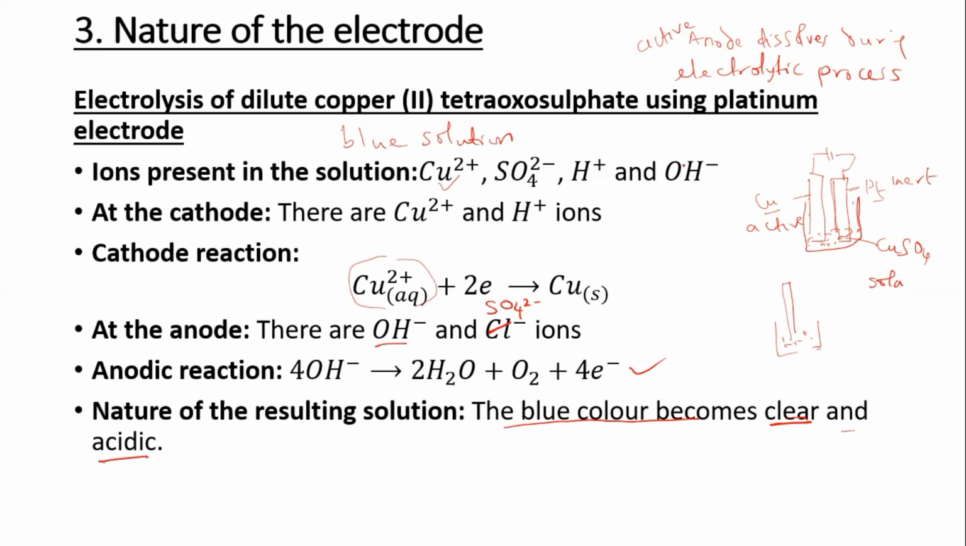At the anode, OH has gone. What do you have left? This. You can see another important compound produced during electrolysis. SO4 2 minus will be left behind. And because H2SO4 is left behind, an acidic substance, therefore the resulting solution will be acidic. So you're doing the electrolysis of copper 2 sulfate, the solution is going to turn from blue to clear, and then it's going to become acidic.